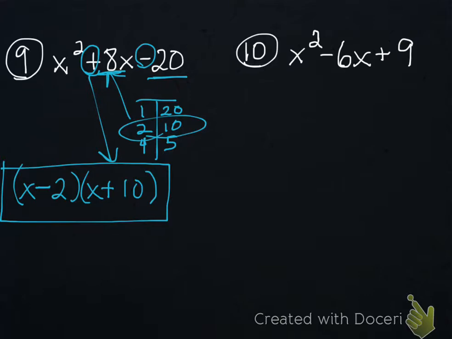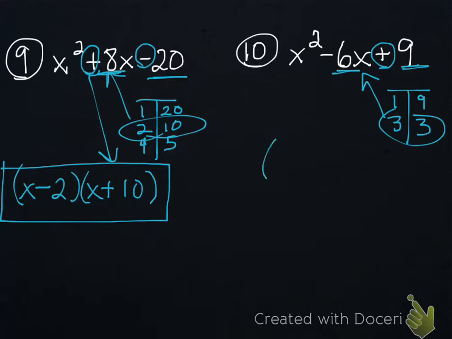Let's look at number 10. Well, this one's really easy. The constant is 9. What multiplies to give me 9? 1 and 9, 3 and 3. The 9 is positive, so I'm adding. Which pair adds to give me the middle term? 3 and 3. Those add to give me 6.